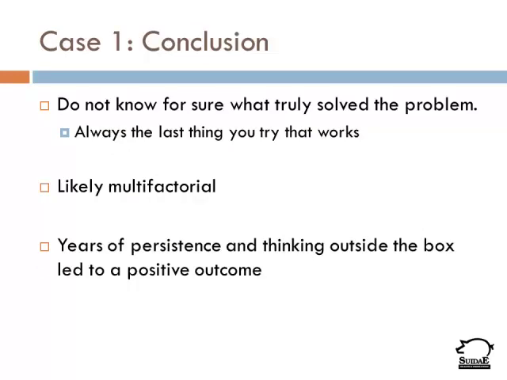So the conclusion to this case is I don't know for sure what it was that solved the problem. I have a partner that always likes to remind me that it's the last thing you try that always works. And in this case, the last thing that we tried was the cement sealer, and so I have to think that had something to do with the reason why it went away. But I think it was probably a combination of the downtime, all the interventions that we tried. And it was, like I said, multifactorial, and the lesson here was that we persisted over a number of years sometimes to fix a problem.